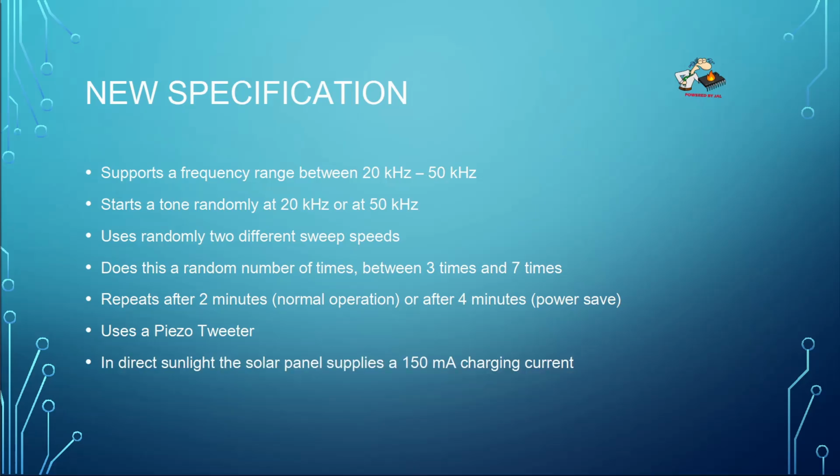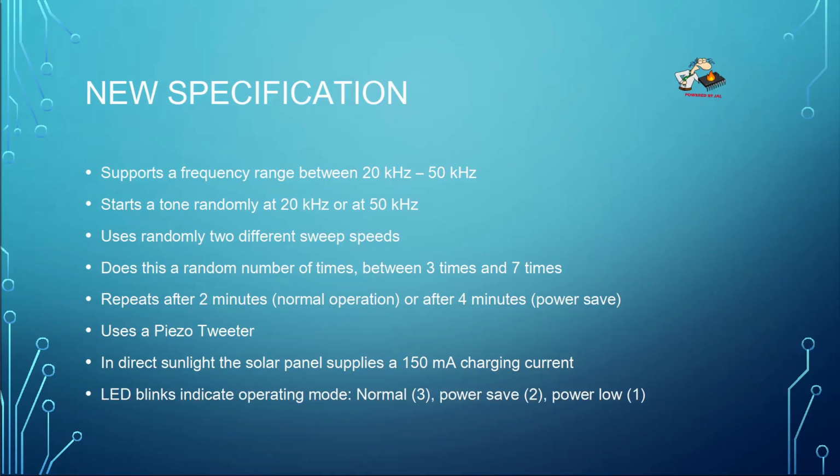I also measured what the solar panel does, and in direct sunlight the solar panel supplies 150 mA charging current, which was much more than I expected, by the way. And the LED will blink when it starts, and it also shows in which mode it starts. In normal mode it starts with 3 blinks, in power save with 2 blinks, and in power low with 1 blink. But in power low mode no audio will be produced.